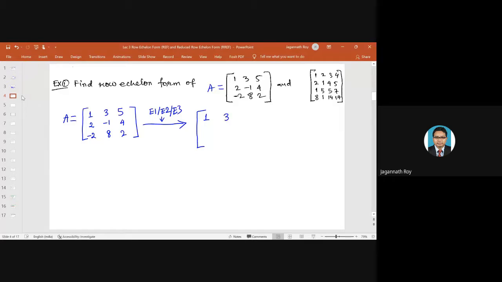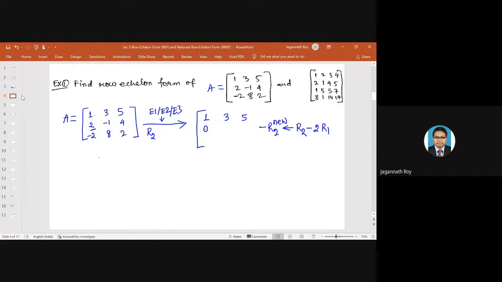So let us keep this first row as it is. In order to get the row echelon form, we want 0 here and also 0 here. So we do one by one. If we want to make 0 here, we can see this is 2 and 1. So what we will do? Row 2, let us call it new row 2, will be replaced by row 2 minus 2 times row 1.